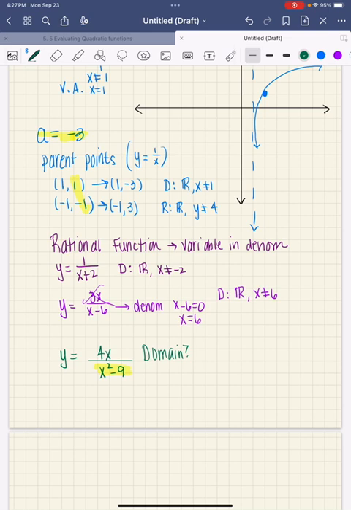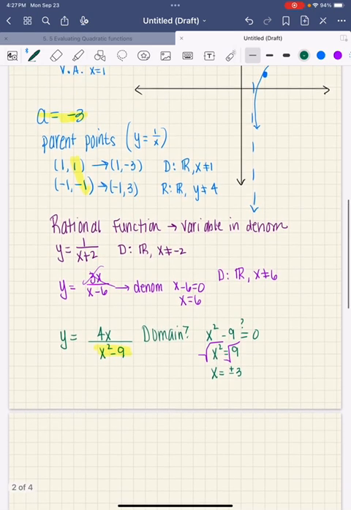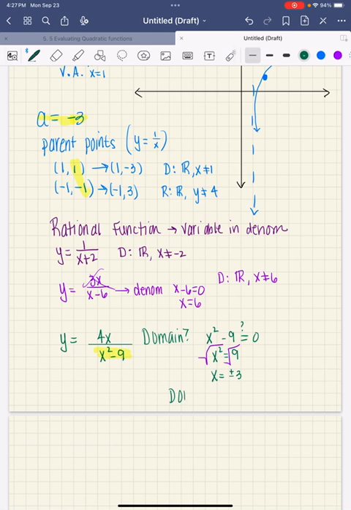So you've been doing this. X squared minus 9, where does that equal 0? That's going to determine my domain. Add 9 to both sides. Square root. X is plus or minus 3. So my domain is all real numbers, x not equal to 3 or negative 3.